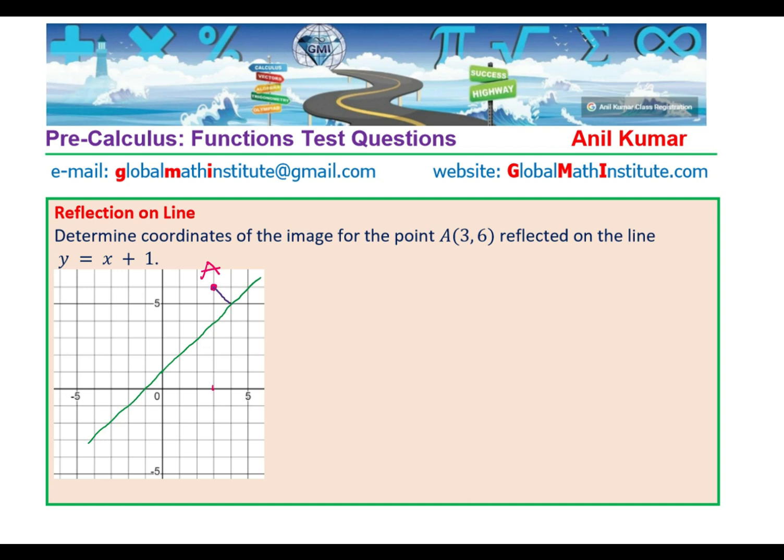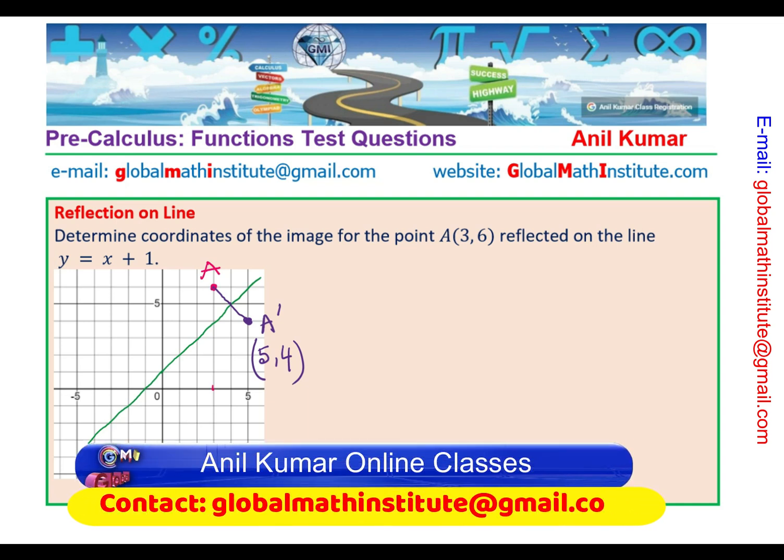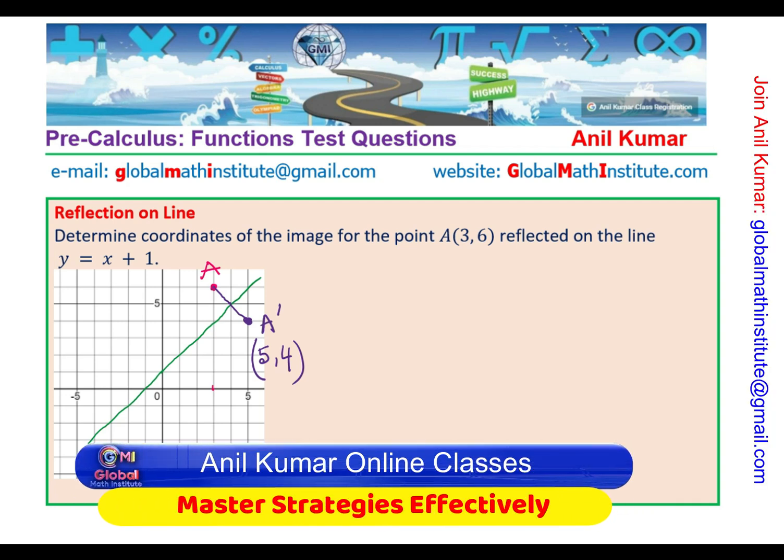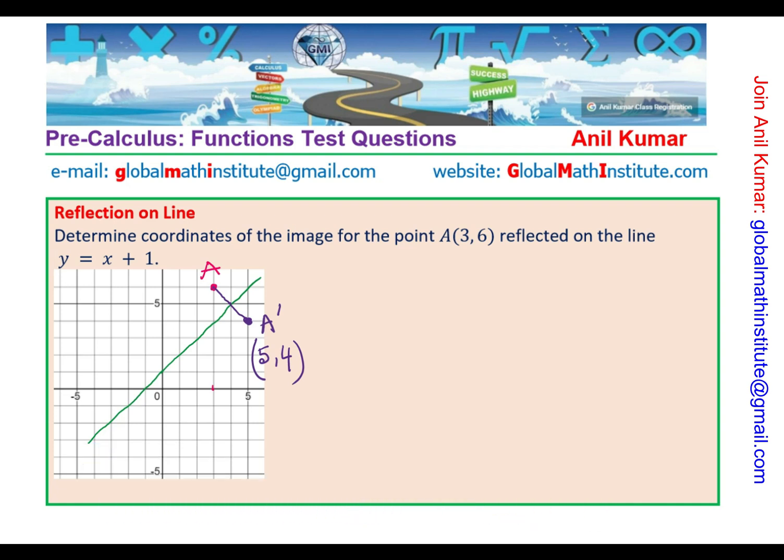Basically, it'll go perpendicular like this, and there you get the image A dash. You can easily read the coordinates of this particular point, which is (5, 4). So we have our answer within seconds. Now the thing is, how do we come up with the formula if we are given any general line with a slope of 1? Let's keep it simple for now.